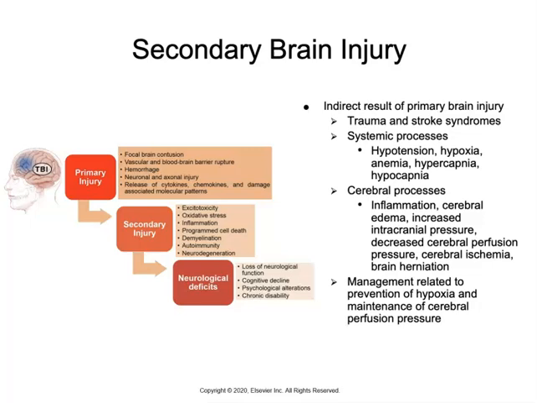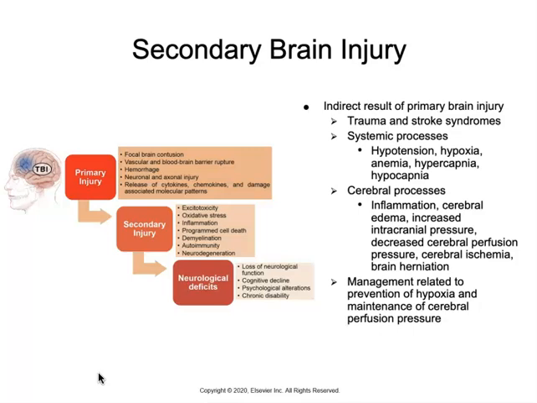Now remember that a secondary brain injury is going to be damage that happens after the initial trauma. So this will be an indirect result of that primary injury and can develop from systemic and/or cerebral processes. So when we think about the systemic factors, that could include things like hypotension, hypoxia, anemia, and carbon dioxide imbalances that worsen brain damage by limiting oxygen supply. And within the brain, we'll have inflammation, cerebral edema, and increased intracranial pressure and ischemia that will further disrupt function.